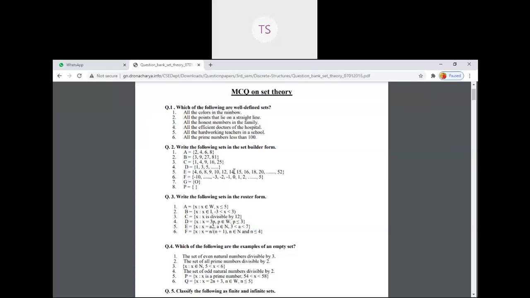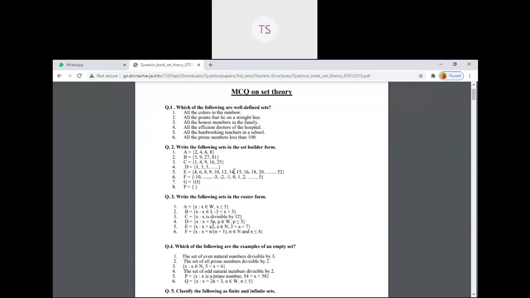So you just do one thing. You just practice some questions. If you have that NCERT book, there are some examples of this type, so you can just practice. And if you don't have that book, you can download the whole chapter of set theory, so from there also you can practice.